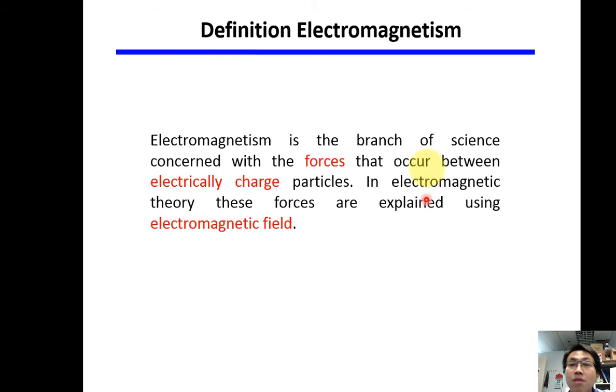So, the definition of electromagnetism. Electromagnetism is the branch of science that concerns the forces that occur between electrically charged particles. So when we talk about electromagnetism, it is a science. Then what is involved? It involves the force generated by the electrically charged particle. In electromagnetic theory, these forces are explained using the electromagnetic field.